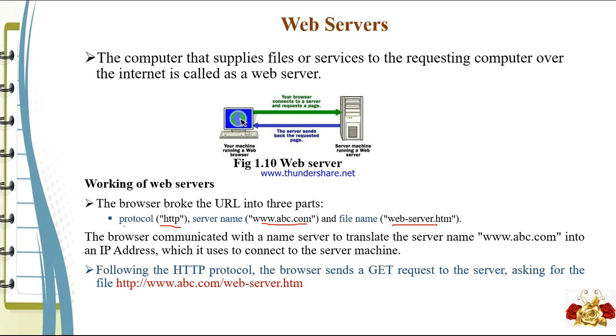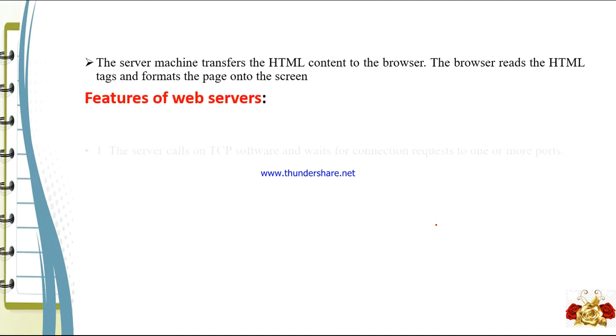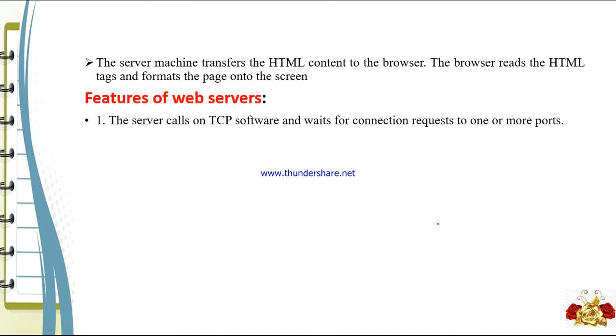Then the browser sends a get request to the server. How can it connect to the server? By using the get function and the post function. For example, http://www.abc.com/webserver.html. The server machine sends the HTML content to the browser. The browser reads the HTML tags and formats the page accordingly.